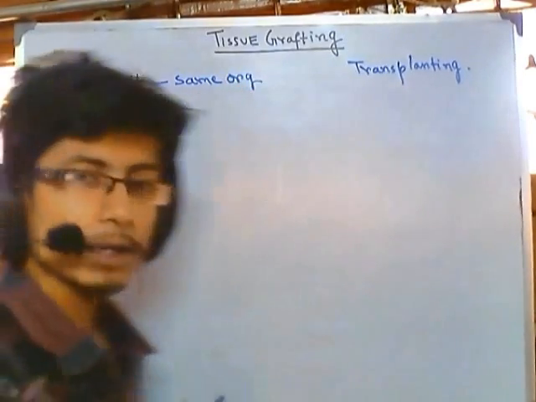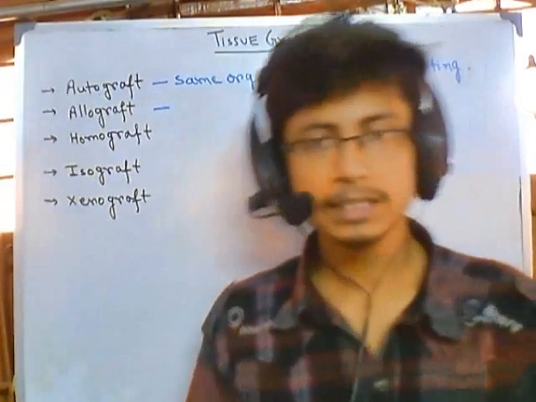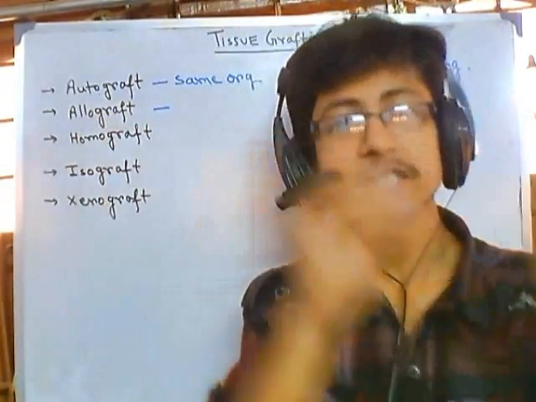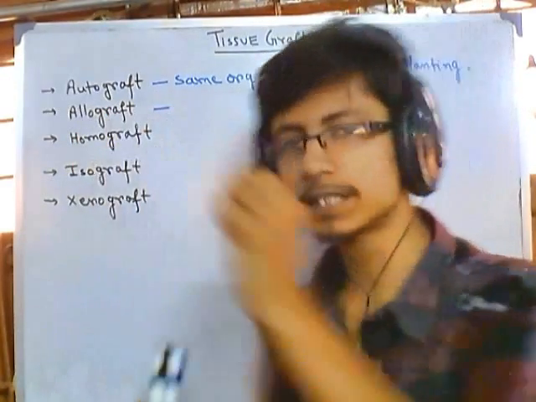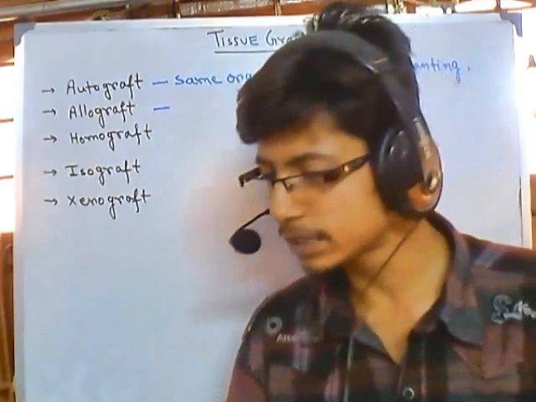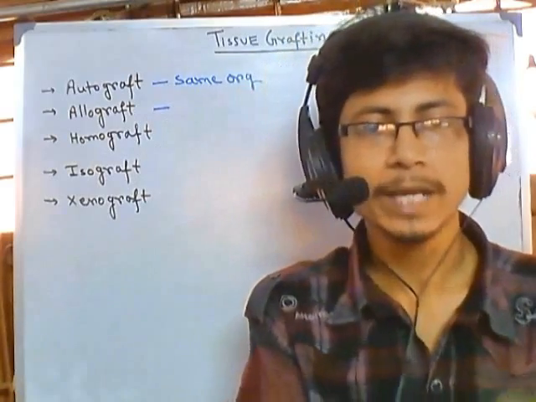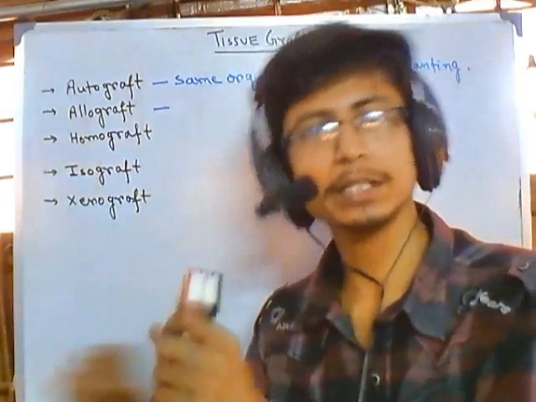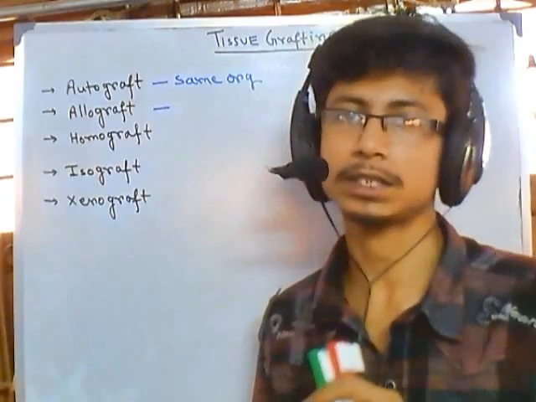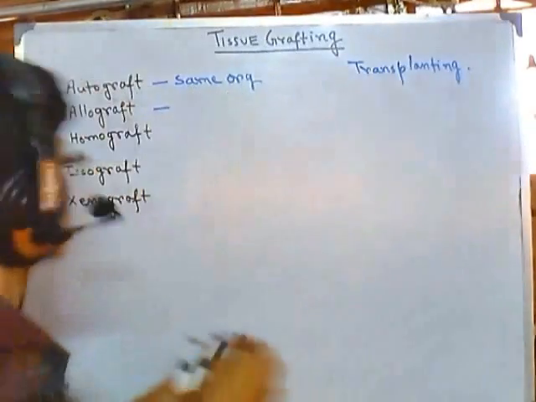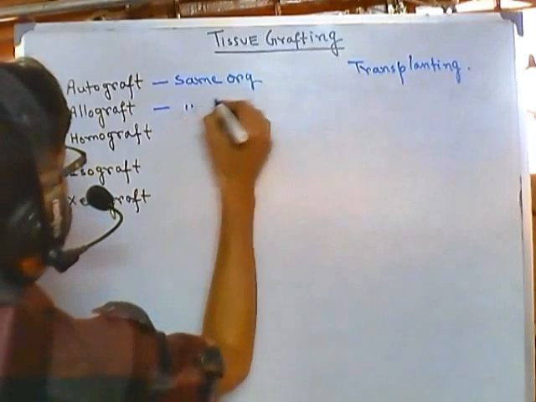Now the second one is the allograft. Allografting means, allo means between the same species. So in this type of tissue grafting, we can take tissue or organ from an individual and transplant that into some other individual of the same species. That's why the term is called allograft or allografting, because allo means same species.